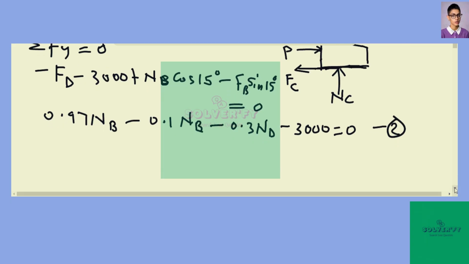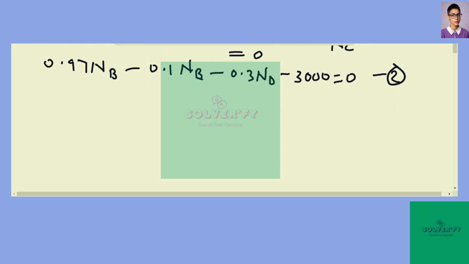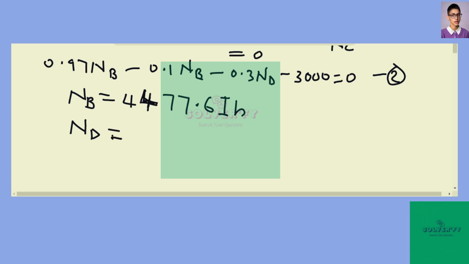Now, when you solve equations 1 and 2, you are going to arrive at Nb, the normal reaction at B, equal to 4477.6 lb, and you are going to arrive at your normal reaction at D, point D, equal to 2910.4 lb.